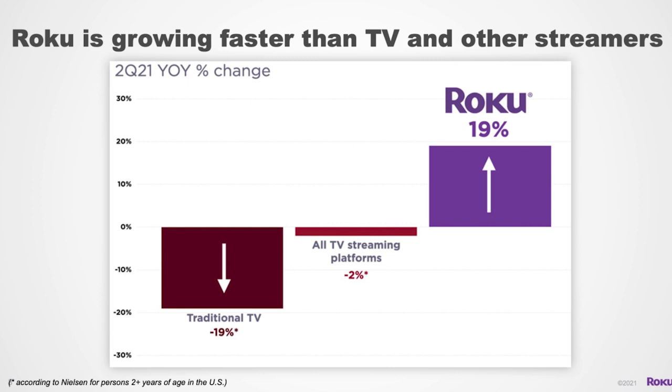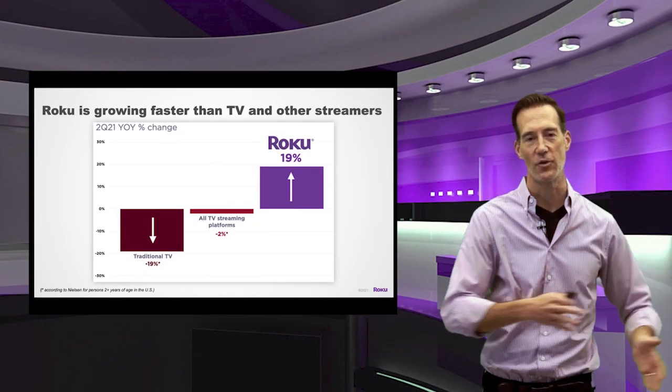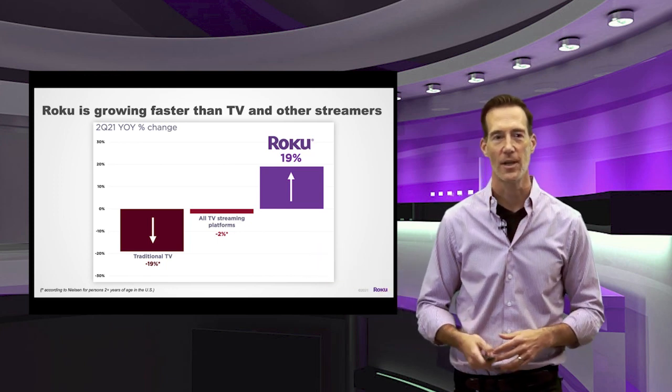Not unexpectedly, traditional TV was down from Q2 last year to Q2 this year by about 19%. Also a challenging comp for streaming platforms in general because people were doing more than just staying at home. All streaming platforms were down a collective 2%. Compare that to Roku, same time period. Again, this data is from Nielsen. This is not Roku data. Roku was up 19%, meaning the most challenging comp set year over year, where people were doing nothing but sitting at home watching TV versus doing a lot more than that this year, our platform still grew a considerable amount.